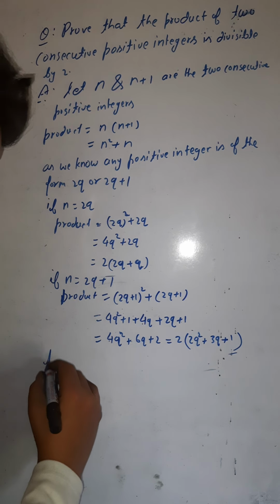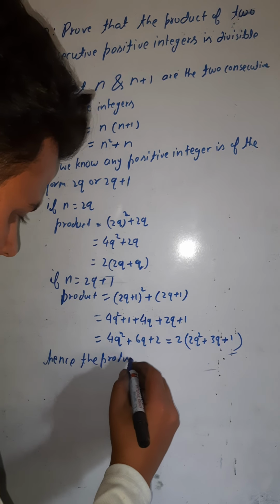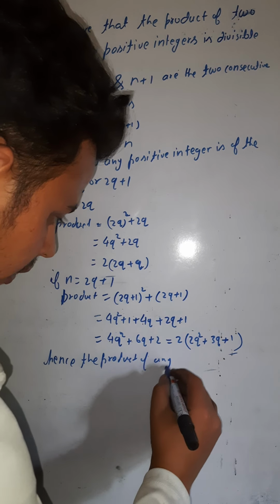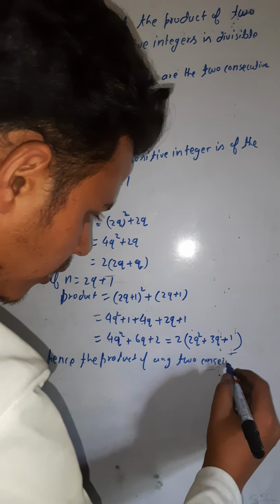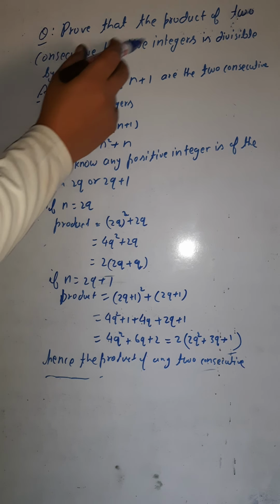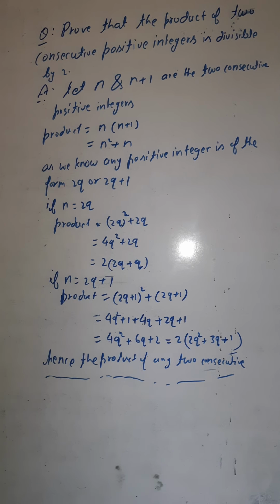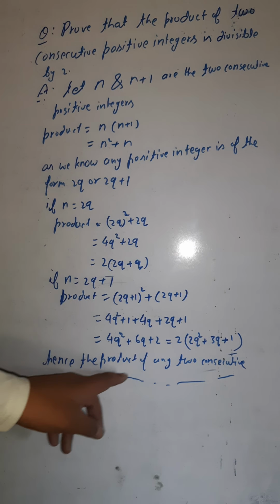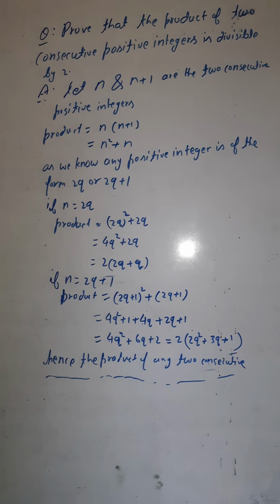So at the last you would write here, hence the product of any two consecutive integers is divisible by 2. That you have to write on your own. Okay, right here, hence the product of any two consecutive positive integers is always divisible by 2. We have proved this. Okay, just note it down.